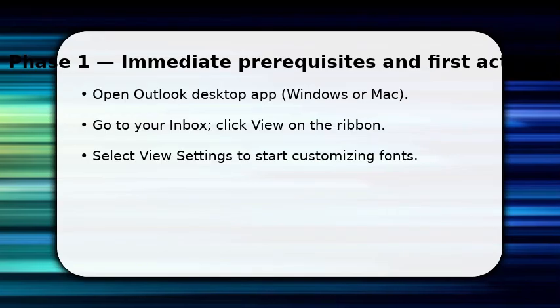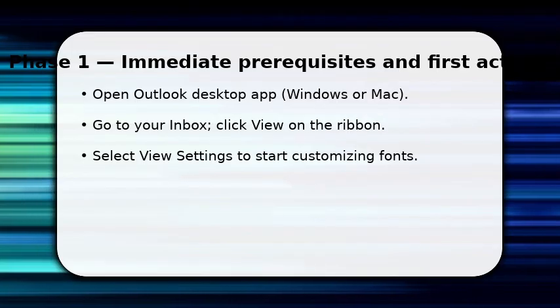You start inside Outlook, so open the app and go straight to your inbox. Once there, click the View tab on the ribbon. This exposes display controls. Next, choose View Settings. This opens the dialog where font size lives.